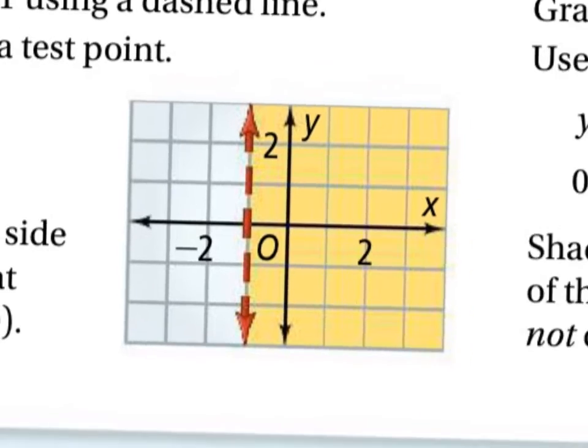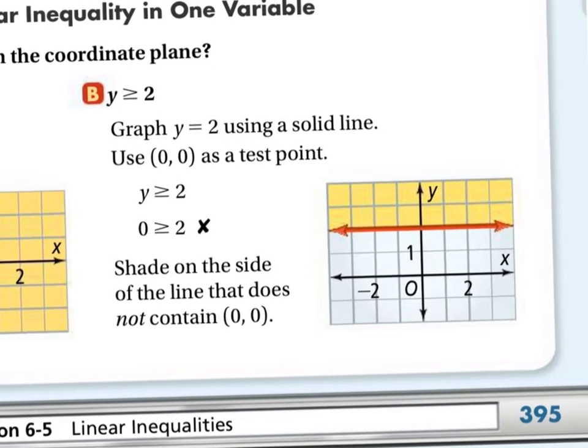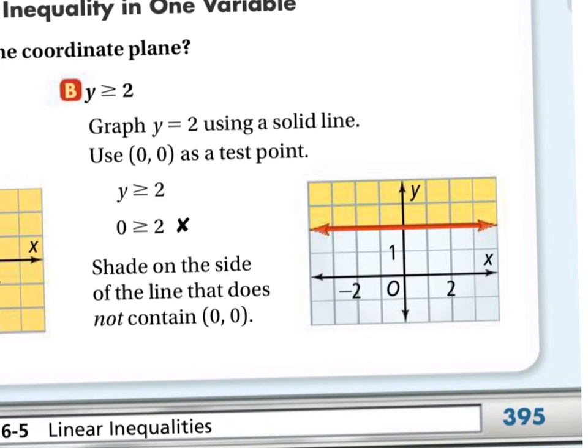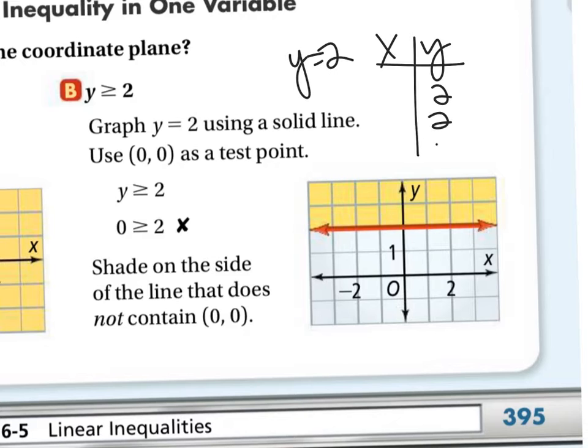Similar case on part B, y is greater than or equal to 2. Again, you could make a table. The equation we're thinking about, y equals 2. So y equals 2, y would always be 2, and then you put in whatever numbers for x that you want. And then if you graph, that's going to be a horizontal line. A solid line again because it says greater than or equal to. And then we're going to test the point.